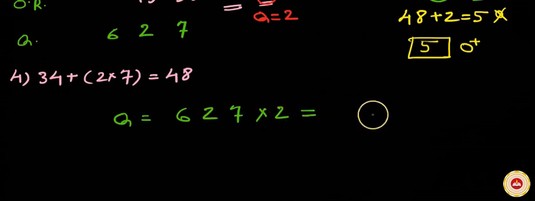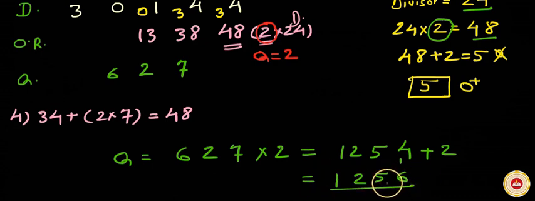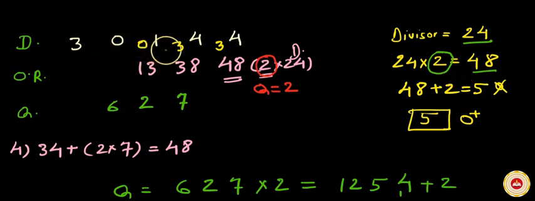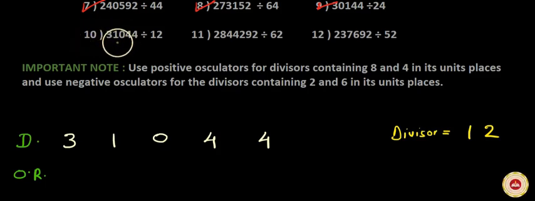Correct? So let us multiply. 2 sevens are 14. Write 4, carry 1. 2 twos are 4 plus 1, 5. 2 sixes are 12. Okay, 1254 is quotient, but it is not final answer. Add this 2 to this quotient. So plus 2, which becomes 1256. Okay, so this is our final answer, friends. 30,144 divided by 24 is 1256.